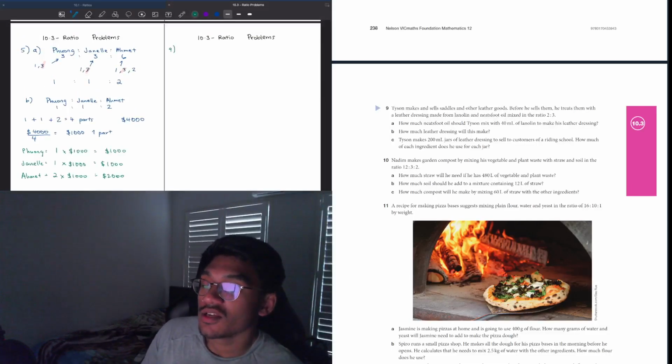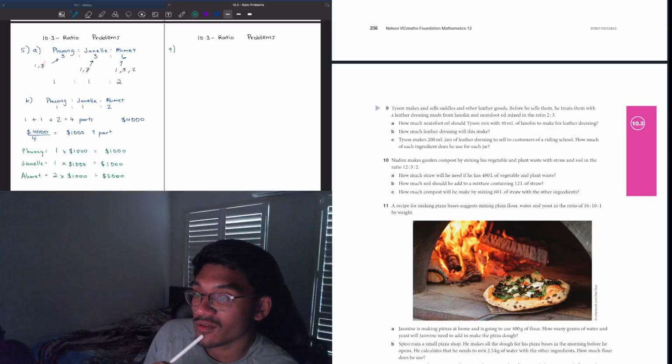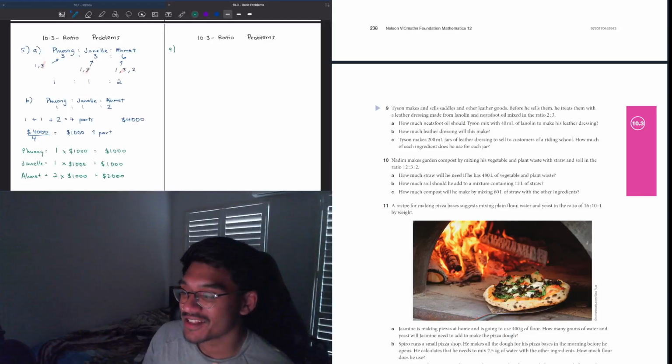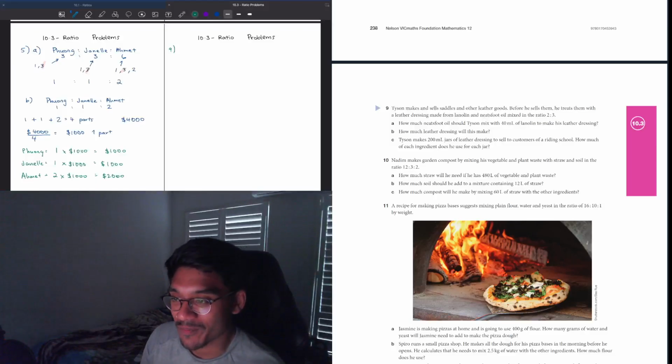Question 9 says, Tyson makes and sells saddles and other leather goods. I'm like, Haley, this is for you. Look at the horse girl situation. Tyson makes and sells saddles and other leather goods. Before he sells them, he treats them with a leather dressing made from lanolin and neat's foot oil, mixed in a ratio of 2 to 3.